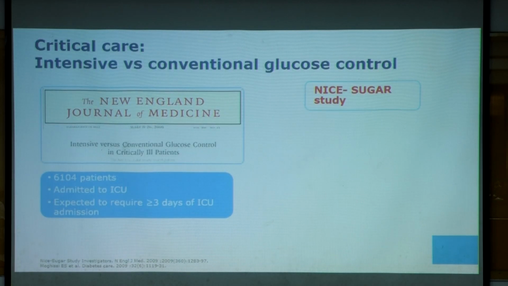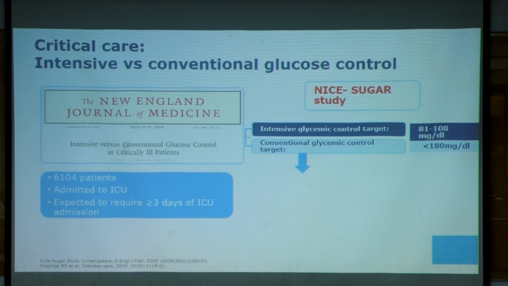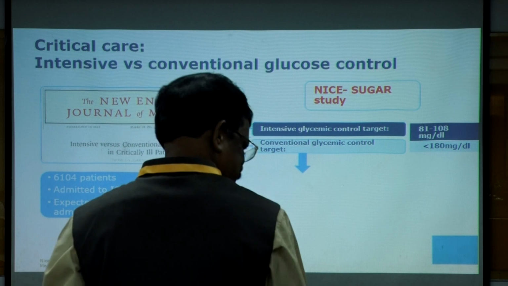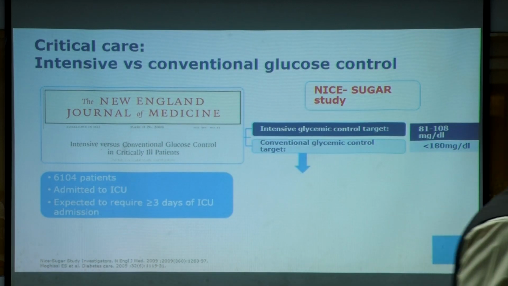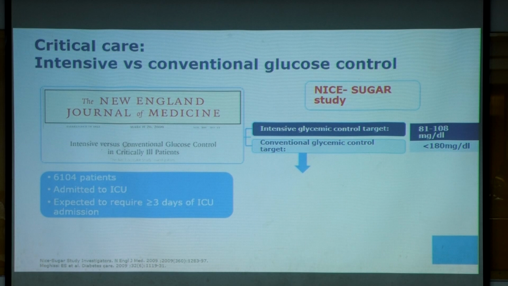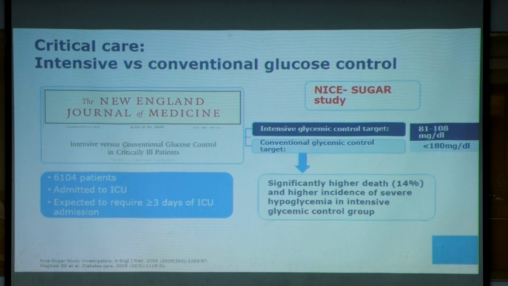So with this, we are going into a small study, the NICE-SUGAR study, where patients were selected and given two arms. One is the intensive glycemic control, with the blood sugar maintained between 81 to 108. In the other arm, the conventional group, they maintained blood sugar less than 180. So they looked at the outcome of keeping blood sugars below 180 or a very strict control of between 81 to 108. In the NICE-SUGAR study, they found a significantly higher death rate, 14%, and higher incidence of severe hypoglycemia in intensive glycemic control.